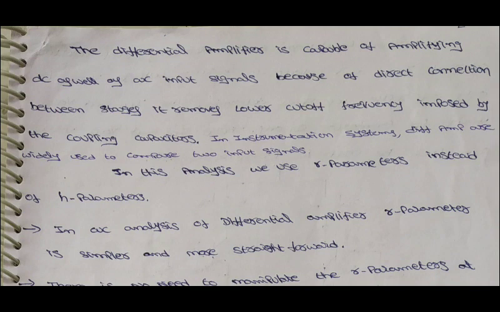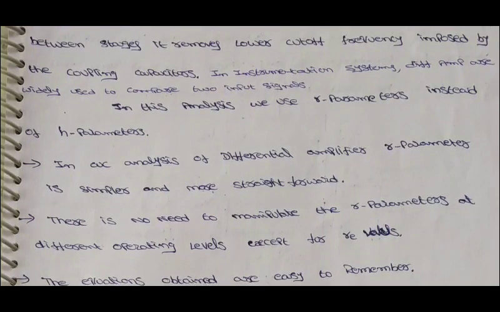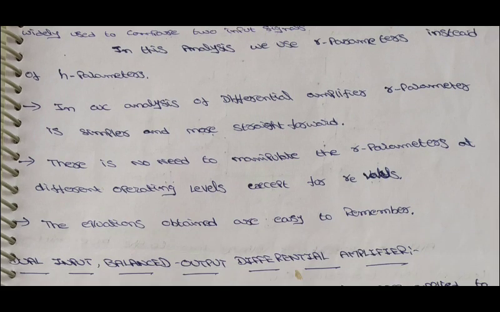In instrumentation systems, differential amplifiers are widely used to compare two input signals. So where we use these differential amplifiers is in instrumentation systems, to compare the two input signals. In this analysis, we are going to use the R parameters instead of H parameters. Why? Because in H parameters the derivation is very difficult when compared to the R parameters. That's why here we use the R parameters instead of H parameters.